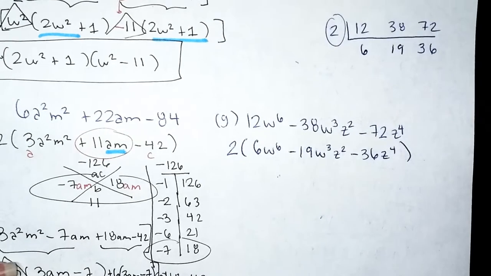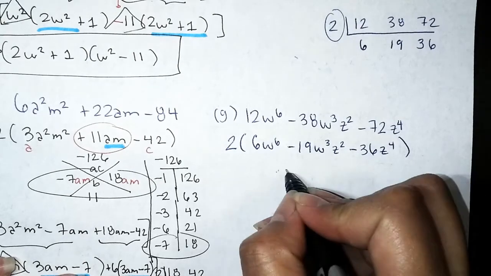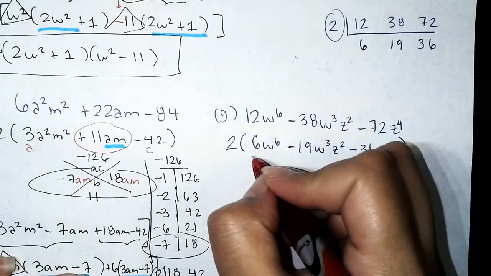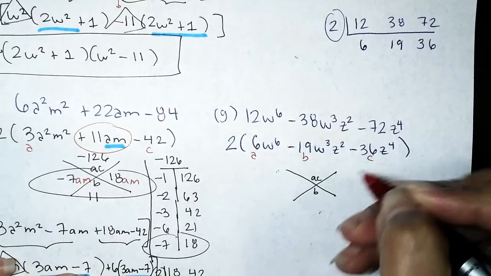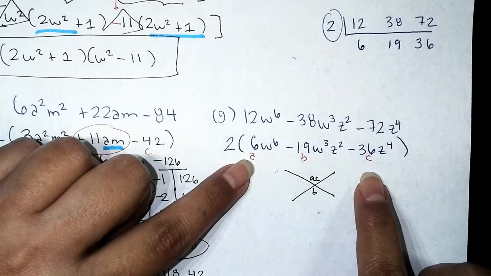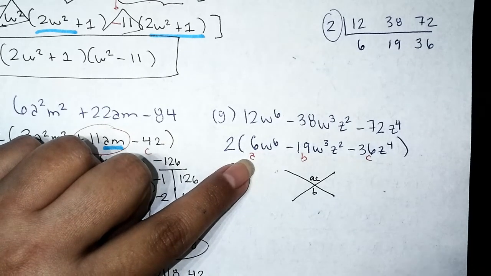Okay, so let's do this. Corresponding X game, we want factors of AC that add up to b. Factors of a times c that add up to b. Product of a and c, namely 6 and negative 36, is negative 216.